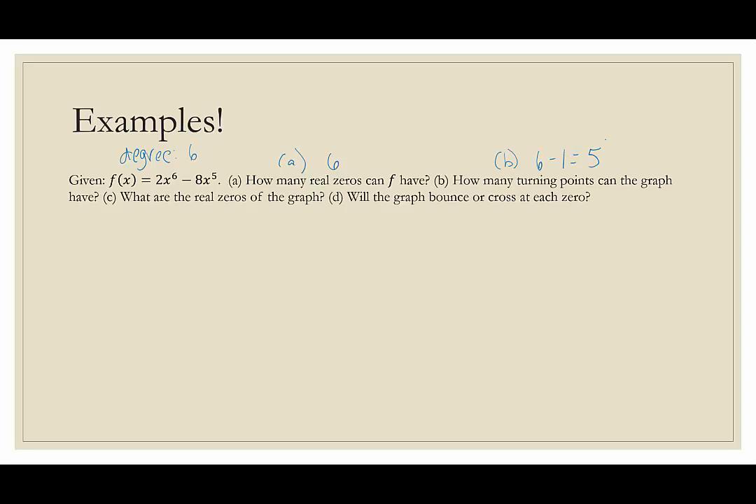What are the real zeros of the graph? Okay, so to find that, we want to set f of x equal to 0. So we would say 0 equals 2x to the 6th minus 8x to the 5th.